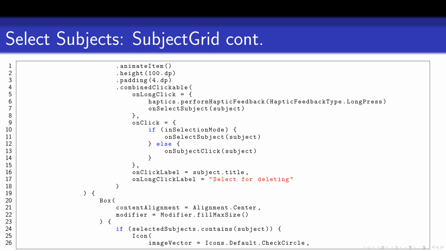If in selection mode, tapping a card will toggle its selection state. If not in selection mode, it will open the subject as usual. This flexible interaction lets users fluidly switch between exploring content and managing it with multiple selection.